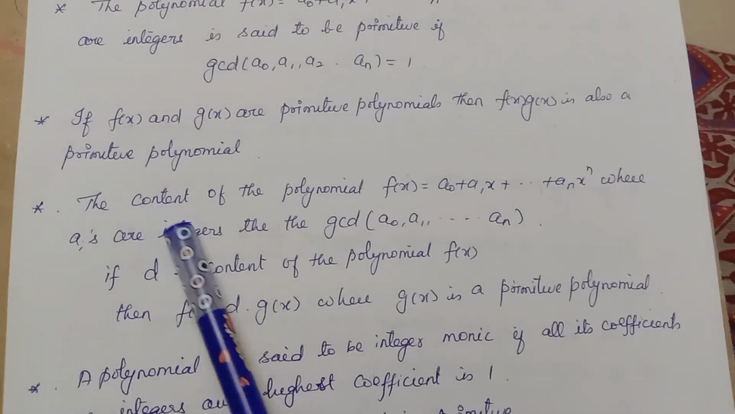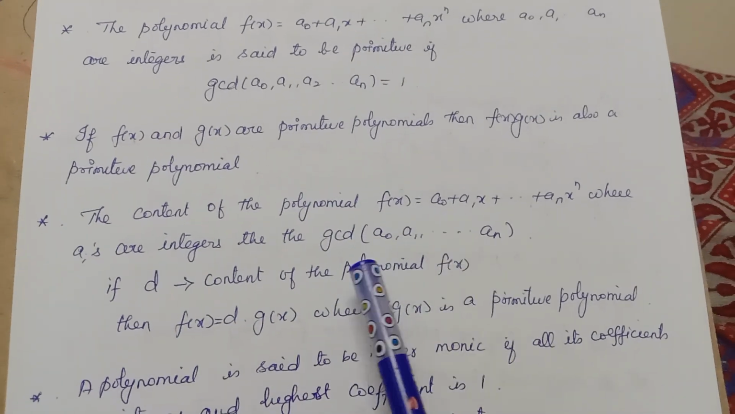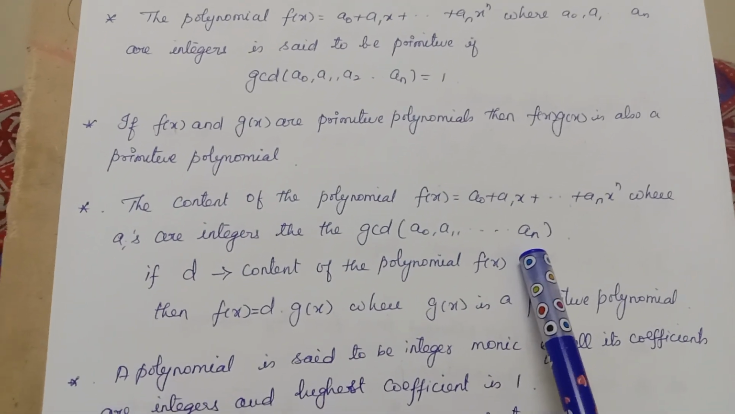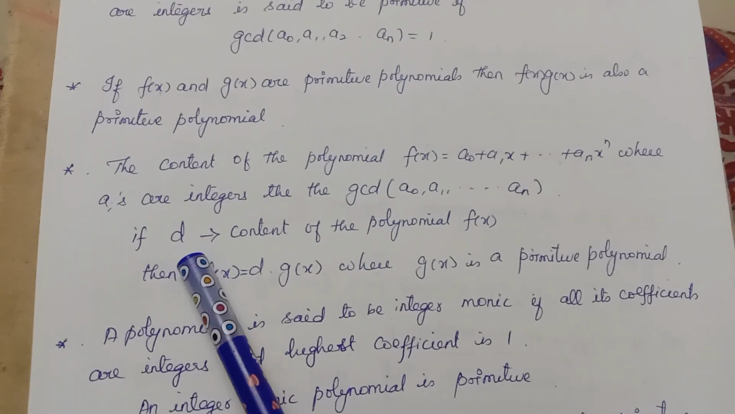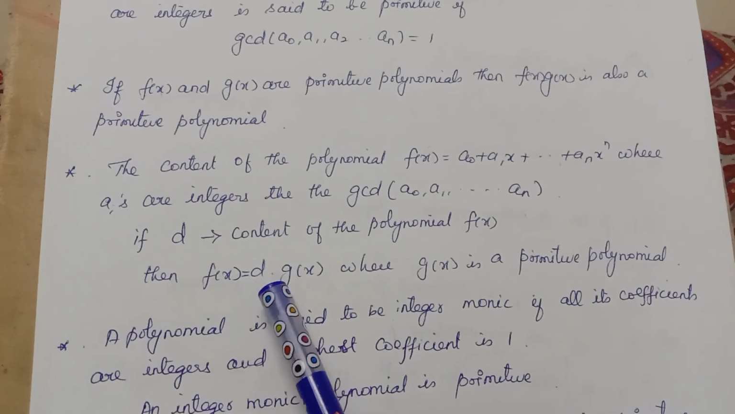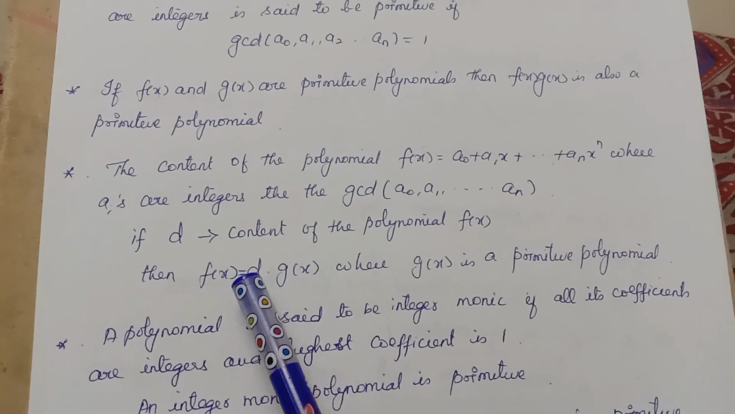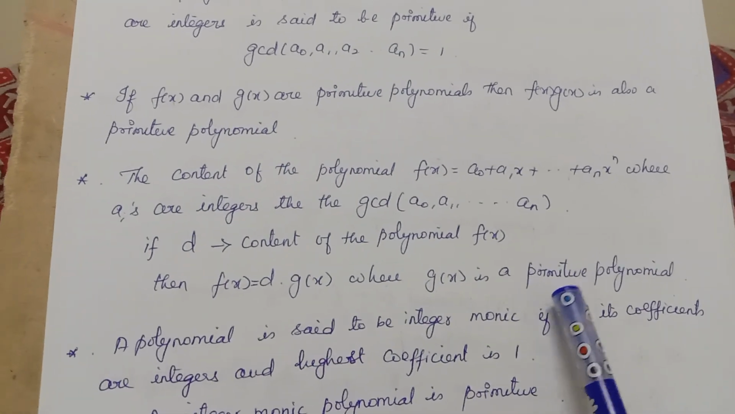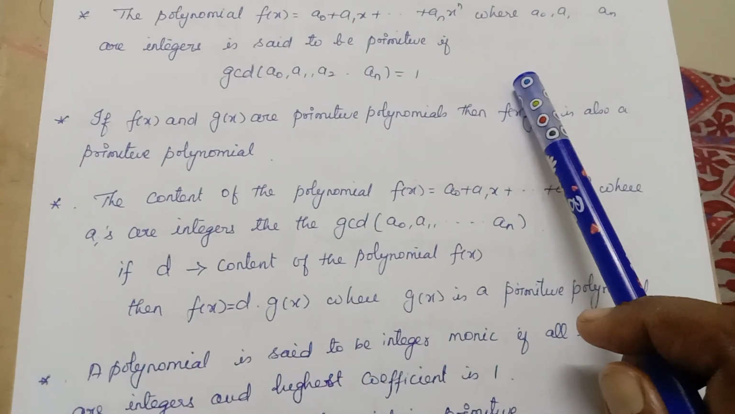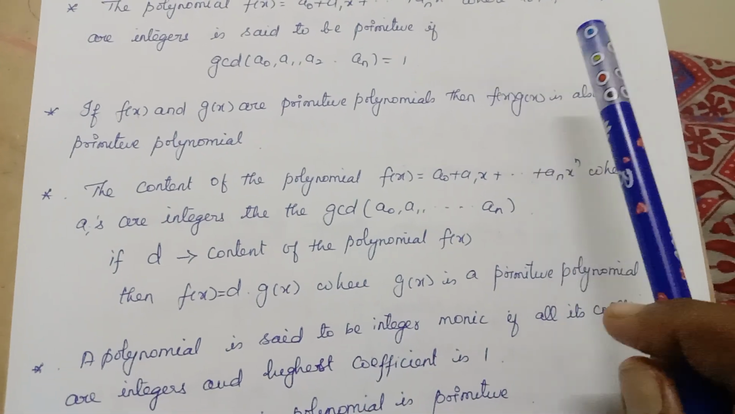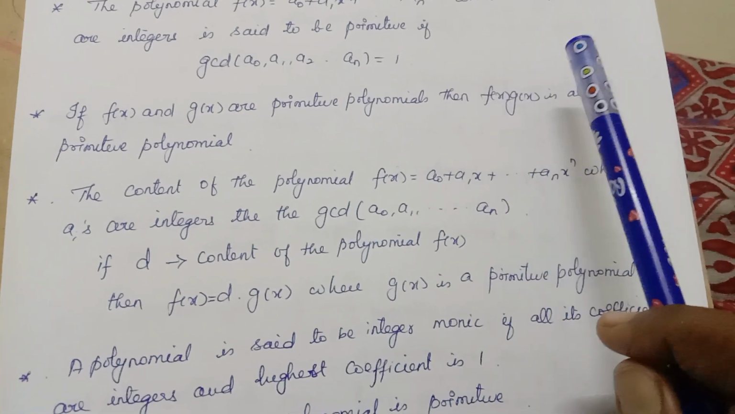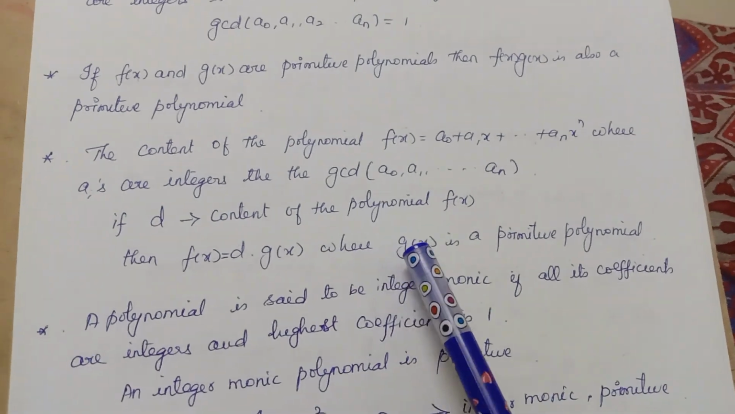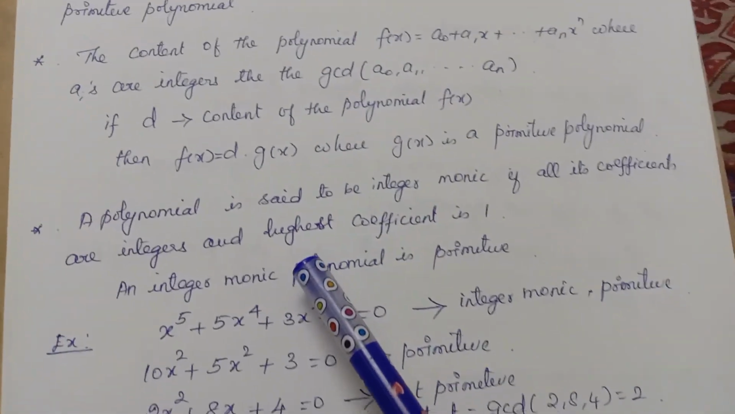The content of the polynomial is defined to be the GCD of a0, a1, a2, etc. up to an. If D is the content, then f of x can be written as D into g of x, where D is the content and g of x is a primitive polynomial. Obviously, for a primitive polynomial, the content is equal to 1. But we don't define content for primitive polynomials, we define it only for non-primitive polynomials, right?